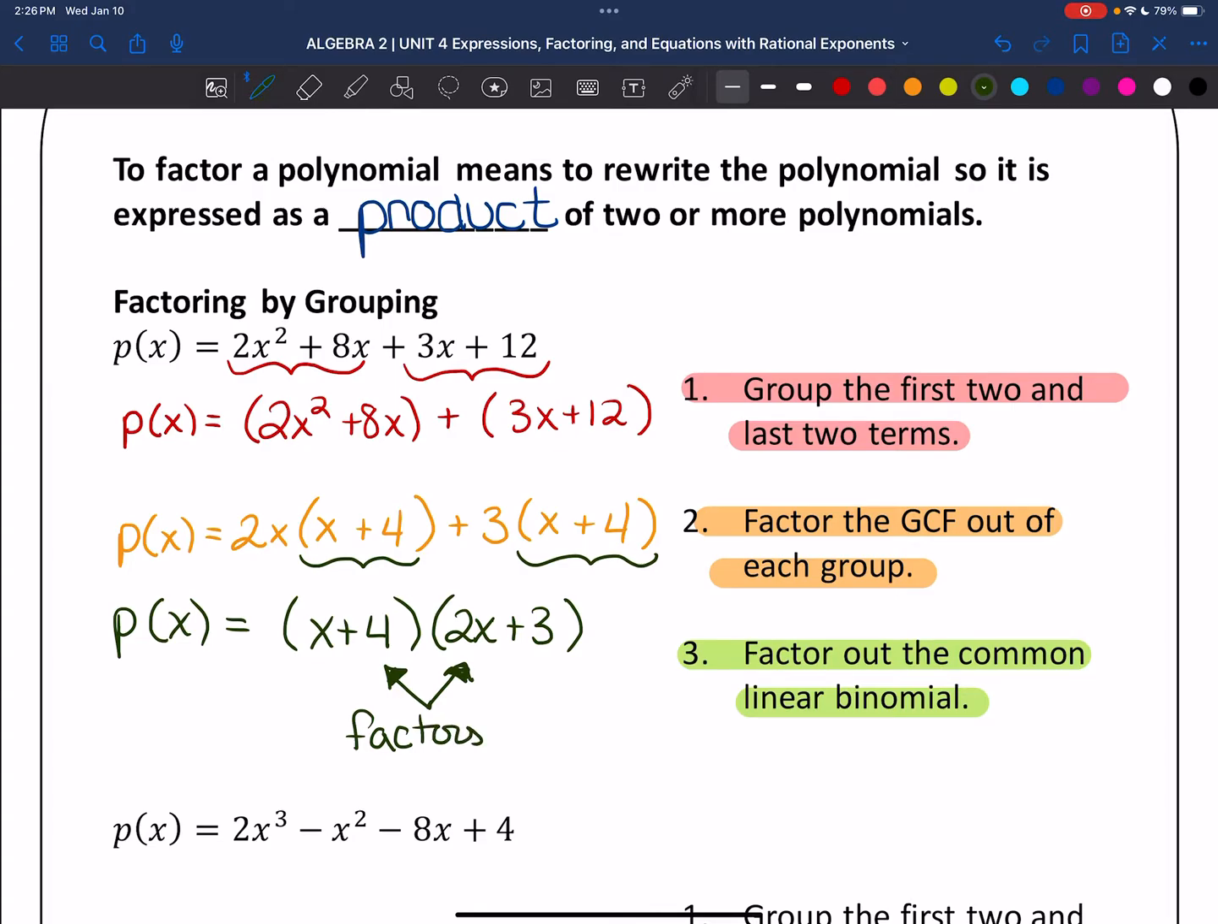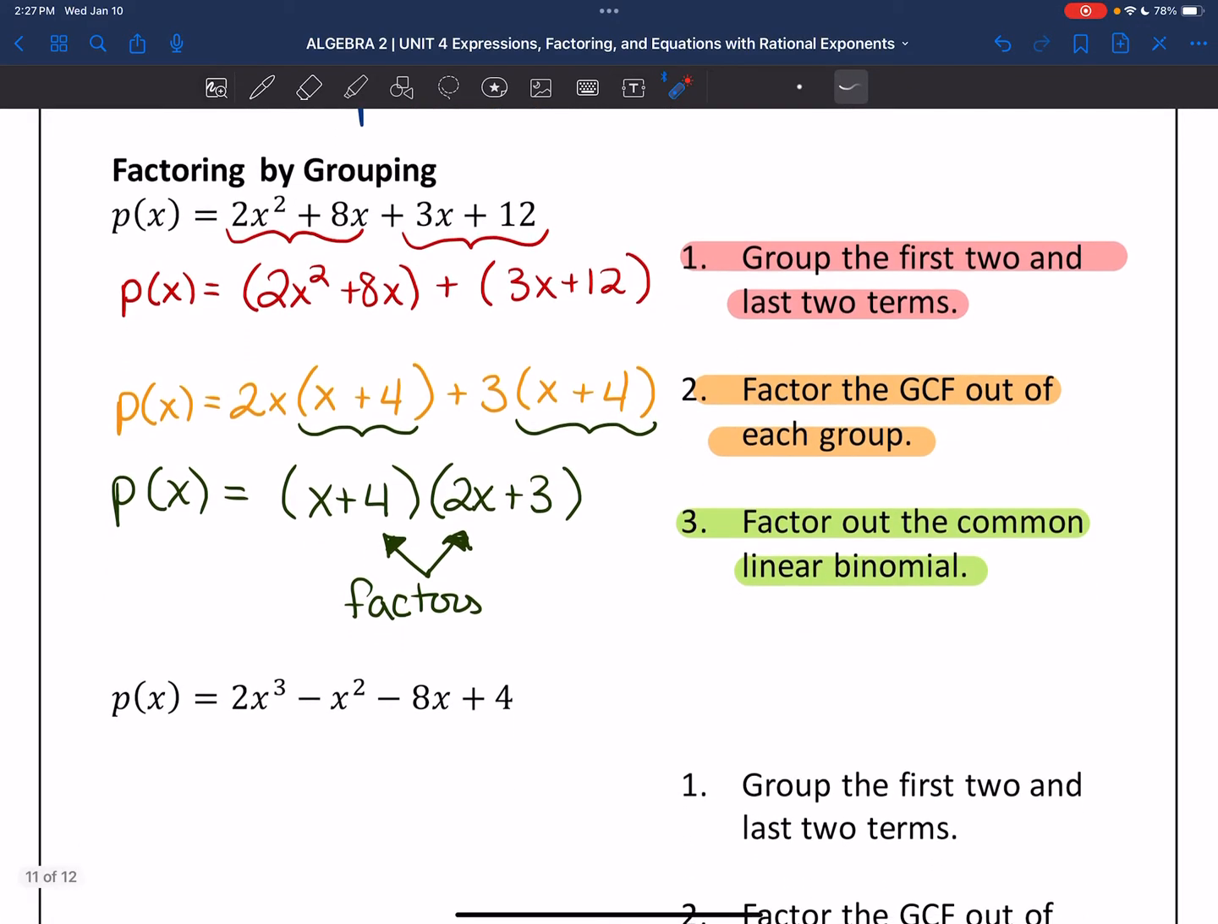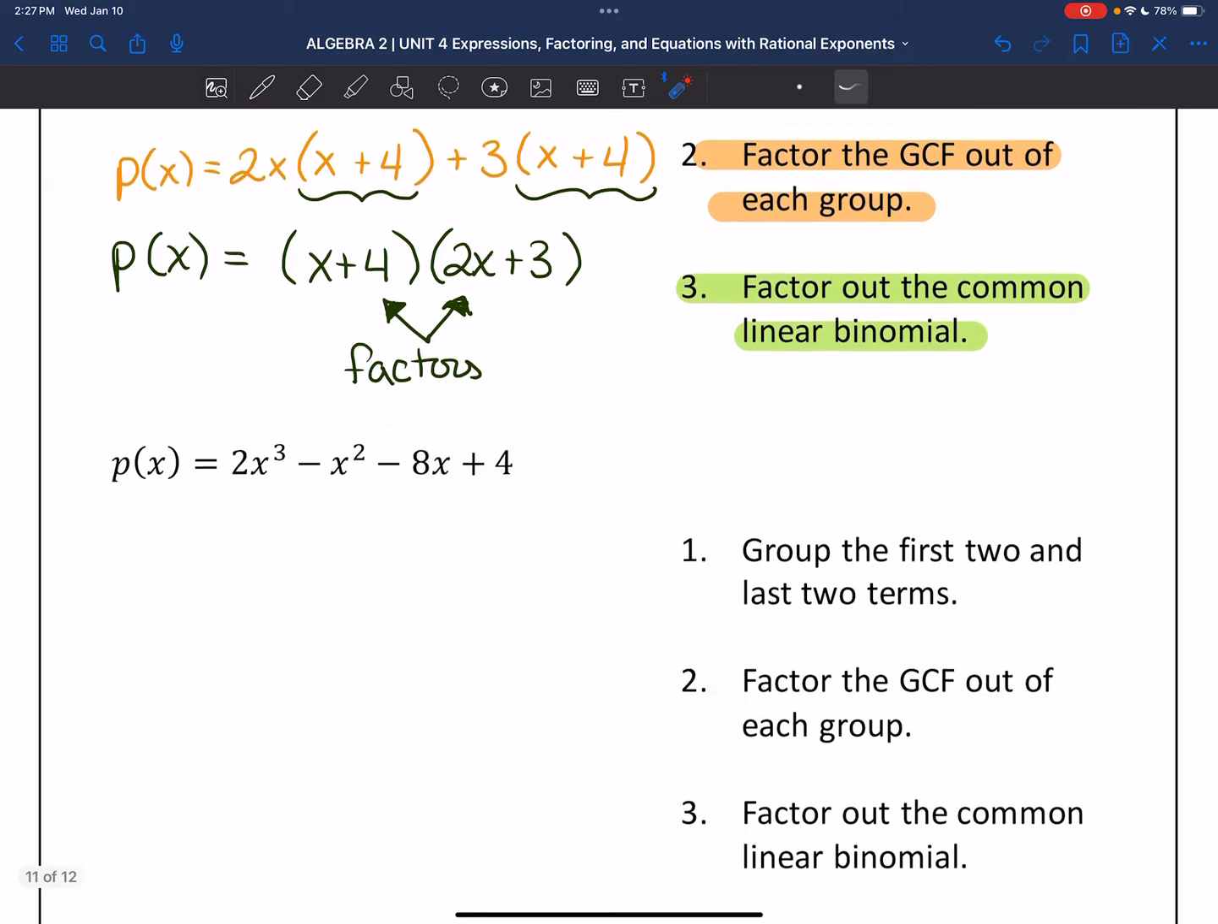If I were to multiply them together, it would take me back to that polynomial that we began with. If I went ahead and did the double distribution, it would be this polynomial. So there you have it. That is factoring by grouping. Let's try another one like it.